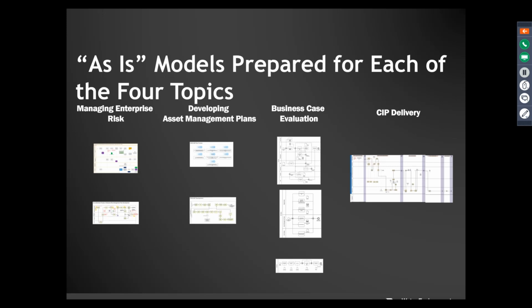The as-is models were prepared for each of the 4 topic areas. This slide shows the various utility-led business processes ready for review at the workshop. The contents are difficult to see. However, the intent is not to show you specifics, but to explain what was prepared for the workshop. In addition, various other documents such as artifacts and reports contributed by participating utilities prior to the workshop were used.